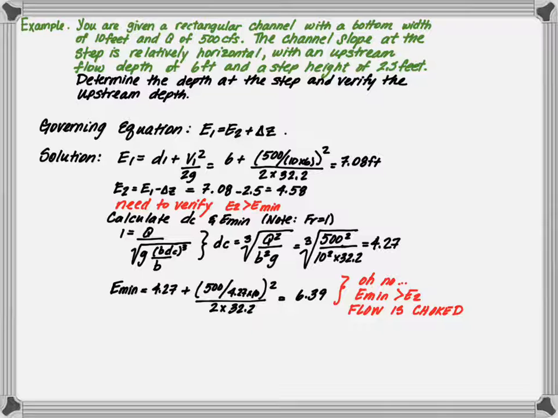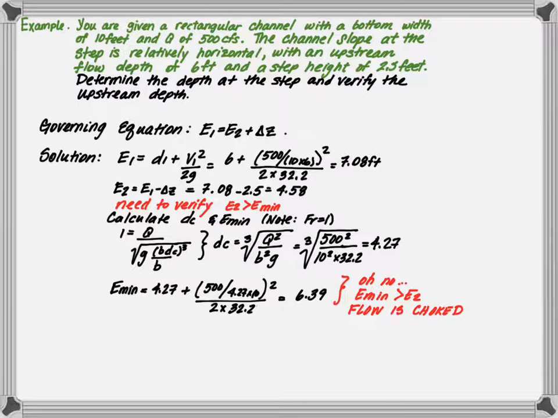If we set the Froude number equal to 1, you can rearrange the Froude number equation to tell you that the critical depth for a rectangular channel is equal to the cube root of the flow rate squared divided by the base width squared times gravity. The flow rate is 500, the base width is 10, and the gravity is 32.2. We're given a depth of 4.27. Once we know the critical depth, we can find the minimum energy.